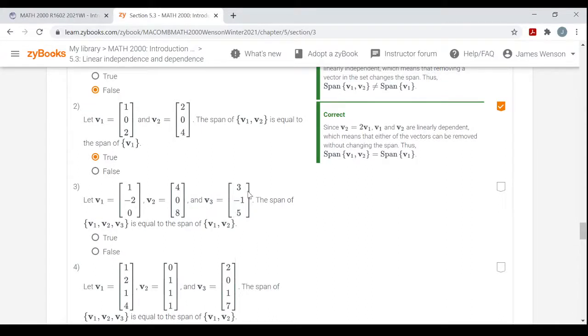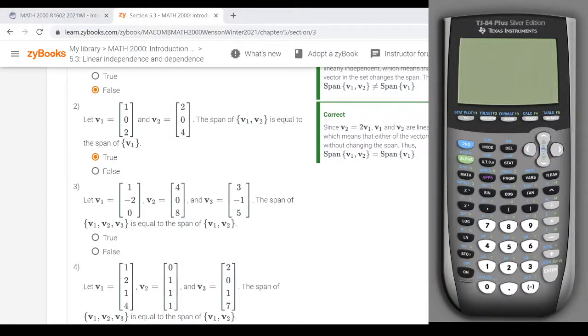All right. Now this one here, you'd actually have to go through and set up a matrix. So I'll do this one. I'll show you the whole calculator process again. So I'd be setting up a 3 by 3 matrix there. Second matrix, over to edit. And it's a 3 by 3 with these three vectors, and we have 1, 4, 3 across the top row. Second components are negative 2, 0, and negative 1. Third components are 0, 8, and 5.